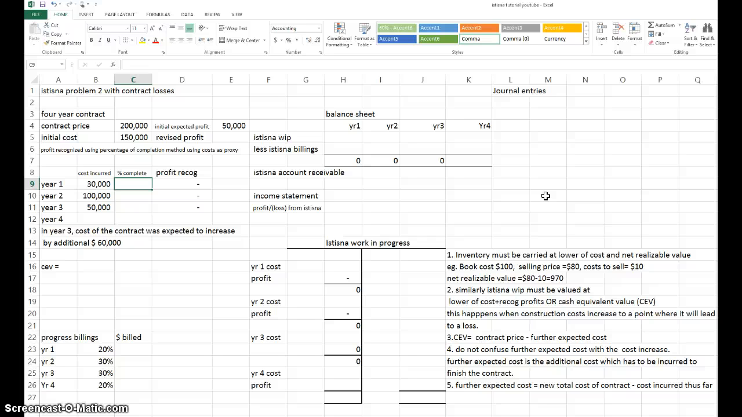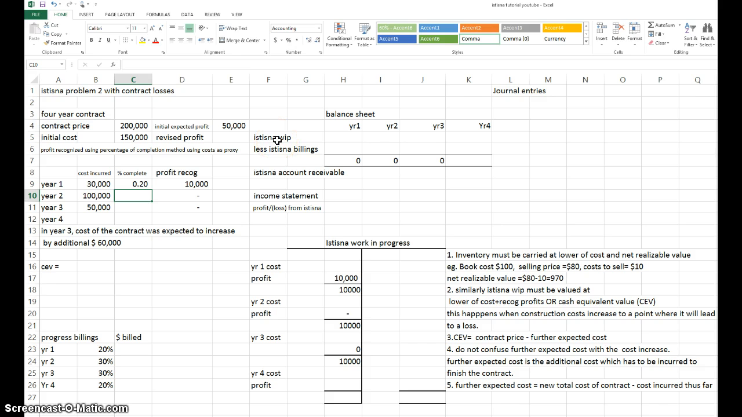All you have to do is take the percentage of completion. So we take the cost incurred in the first year, which is 30,000. We divide by the initial expected cost, which is the 150,000 here. Until we know that there is an increase, we use the initial expected cost. So it's 20%. I put in a formula. This figure here multiplied by the expected profit of 50,000, 20% of 50 is 10,000.